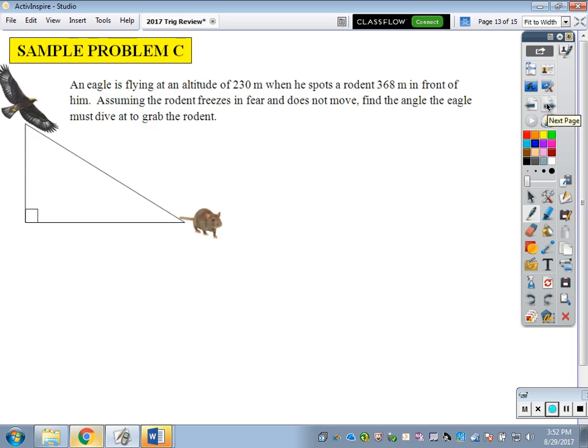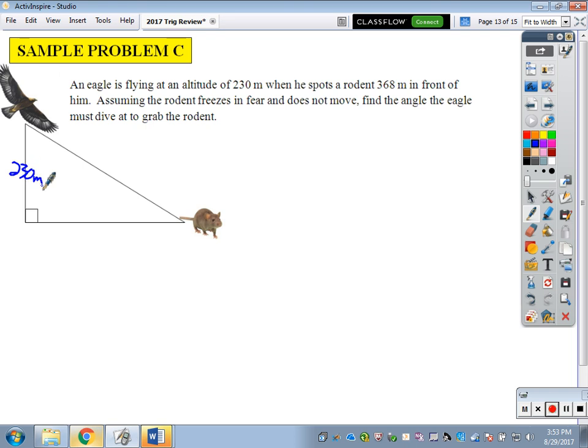And it's my job as your physics teacher to try to confuse you at times, so I'm so glad that you aren't working ahead. Okay, an eagle is flying at an altitude of 230 meters and spots a rodent 368 meters in front of him. Let's diagram what we know before we read on. Where does the 230 meters go in our right triangle? Is it the height of our right triangle? Yes, okay. That's our 230 meters.